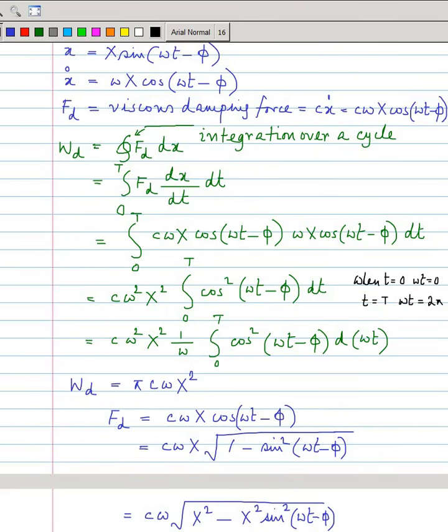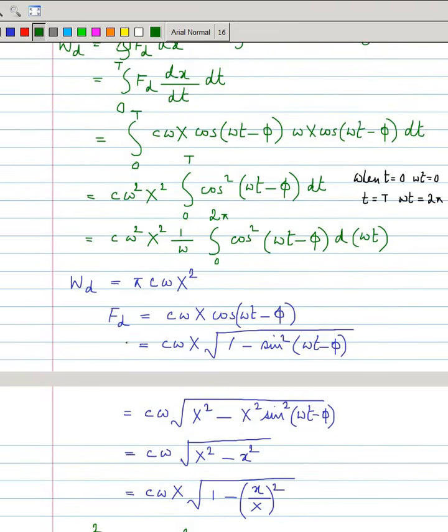So I will make a little change in this. Since we have made a change in variable, in place of t we are using omega t, so the limits of integration would be 0 to twice pi. Okay. So WD is pi c omega x square.